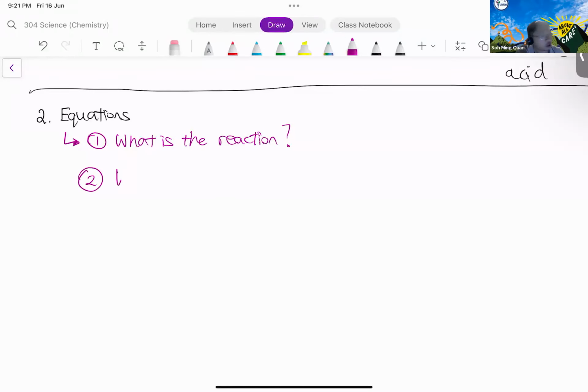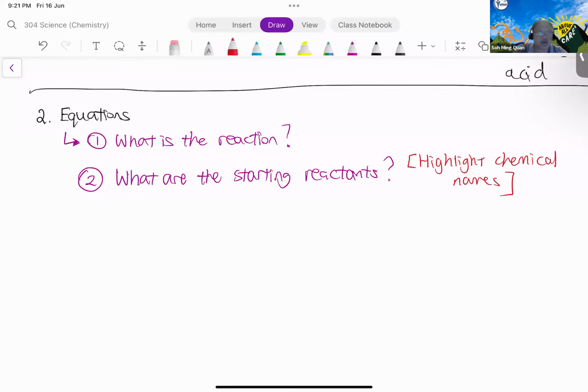Next, you need to ask yourselves, what are the starting reactants? What do you start with? Now, this is usually given to you in the question. So you must remember, in a question, highlight chemical names. Do you start with magnesium? Do you start with hydrochloric acid? All these are in the question. Highlight the chemical names in the question. Finally, you know what you started with. You need to know what you produce. What are the products at the end?